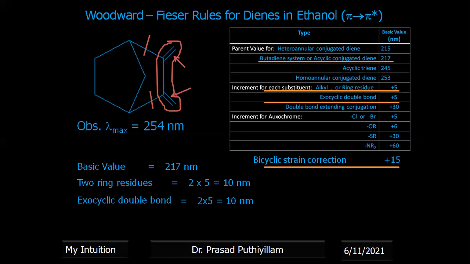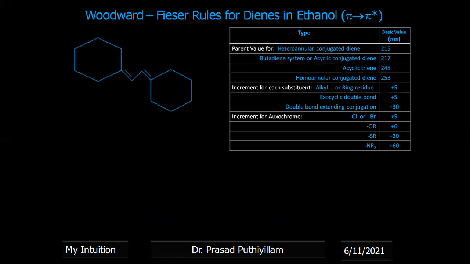Now we have to add the bicyclic strain correction plus 15. Therefore, the total calculated value would be 217 plus 10 plus 10 plus 15, 252 nanometer. So 252 nanometer is theoretically calculated, and experimentally observed is 254. So the difference is only 2 nanometer. Even up to 5 nanometer is considered. If the variation from theoretical to observed is up to 5 nanometer, it is accepted by the Woodward-Fieser rule. Exceptional cases will come, but in most cases it matches exactly.